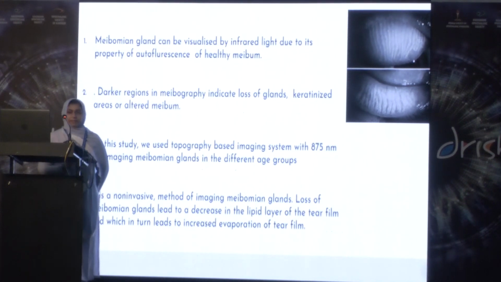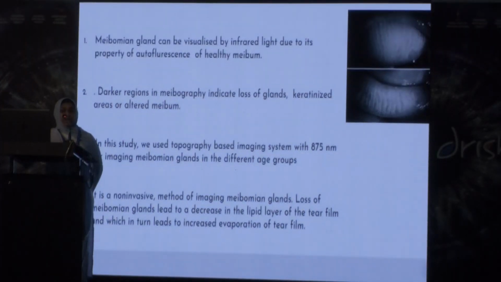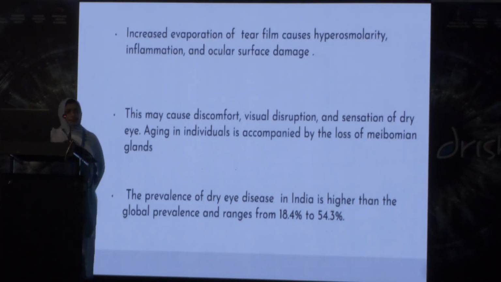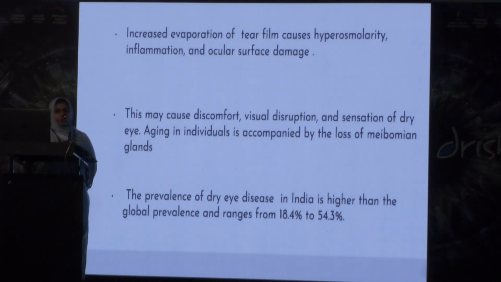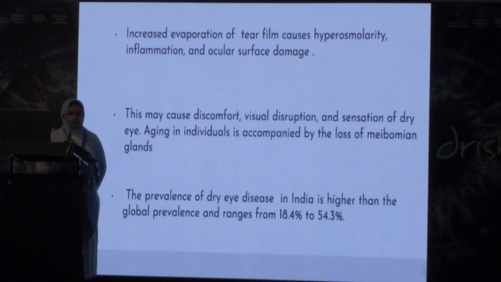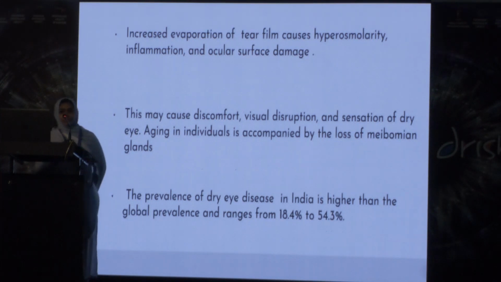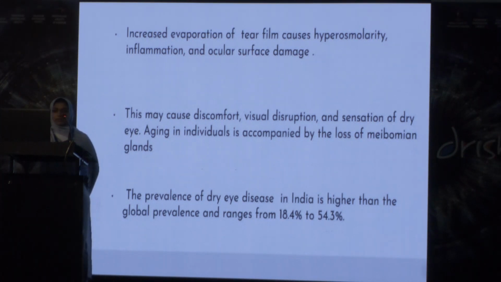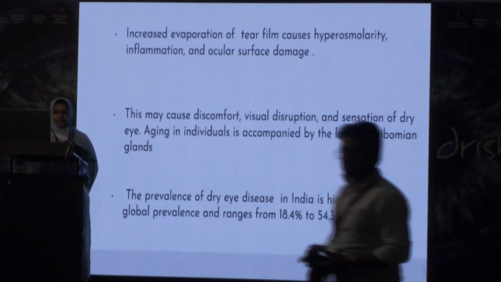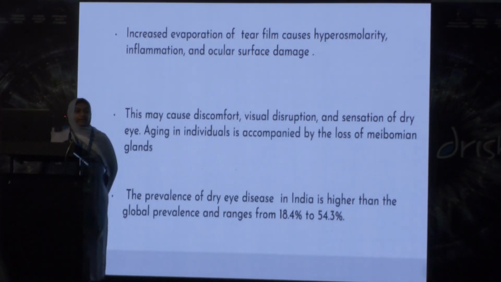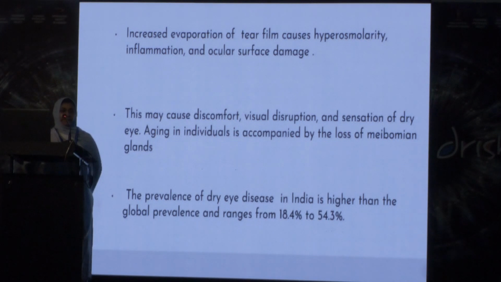It's a non-invasive method of imaging meibomian glands, and loss of meibomian glands leads to a decrease in the lipid layer of the tear film, which in turn increases evaporation of the tear film. Now, what happens when there is increased evaporation is hyperosmolarity, inflammation and ocular surface disorders take place. This will cause discomfort, visual disruption, sensation of dry eye, and aging in individuals is accompanied with the loss of meibomian glands. Prevalence in India is higher than global prevalence, and it ranges from 18.4% to 54.3%.